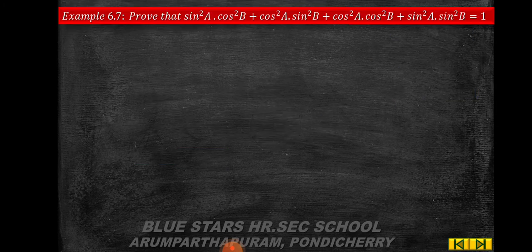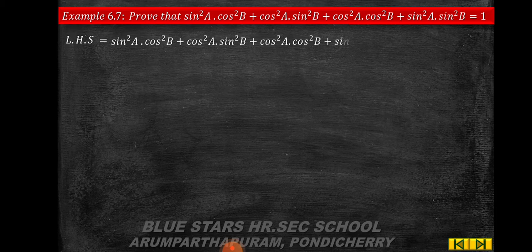Next one is example 6.7. Prove that sin square A into cos square B plus cos square A into sin square B plus cos square A cos square B plus sin square A sin square B is equal to 1. So as usual you have to consider the left hand side, that is sin square A cos square B plus cos square A sin square B plus cos square A cos square B plus sin square A sin square B, and you have to prove it is equal to 1.